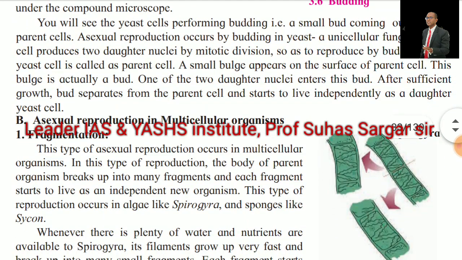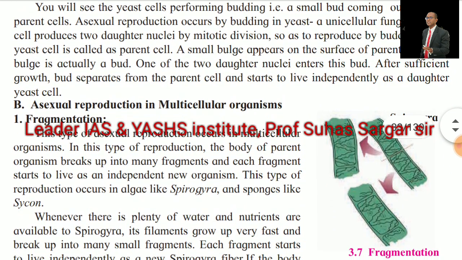Now, you will see the yeast cell performing budding, that is, a small bud coming out of many parent cells. Asexual reproduction occurs by budding in yeast, a unicellular fungus. The yeast cell produces two daughter nuclei by mitotic division so as to reproduce by budding. This yeast cell is called the parent cell. A small bulge appears on the surface of the parent cell.